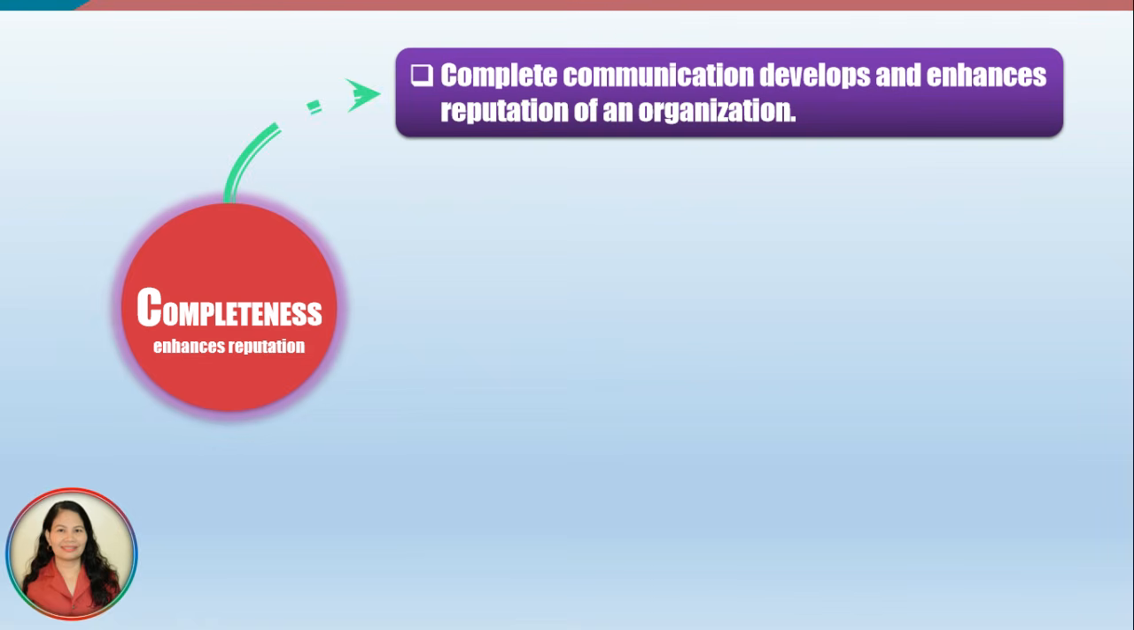The first one is completeness. The communication must be complete. It should convey all facts required by the audience. The sender of the message must take into consideration the receiver's mindset and convey the message accordingly. The WH questions must be answered to provide complete information. A complete communication has the following features.